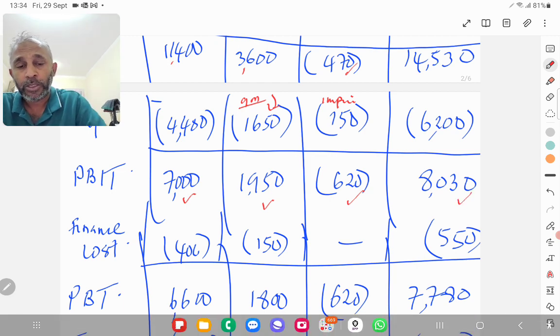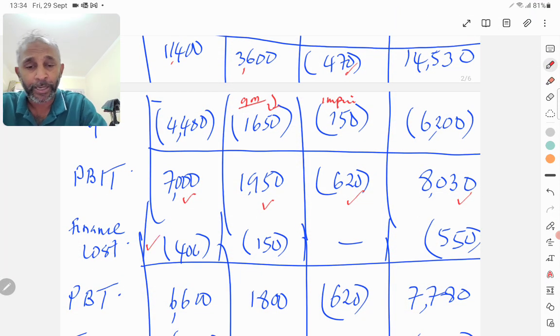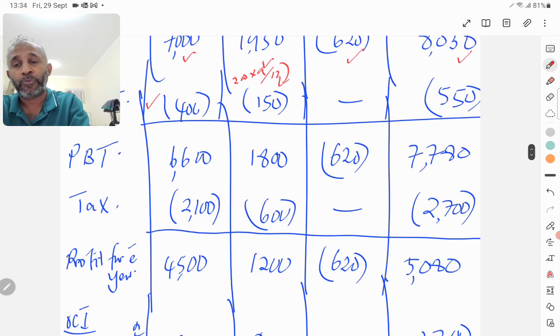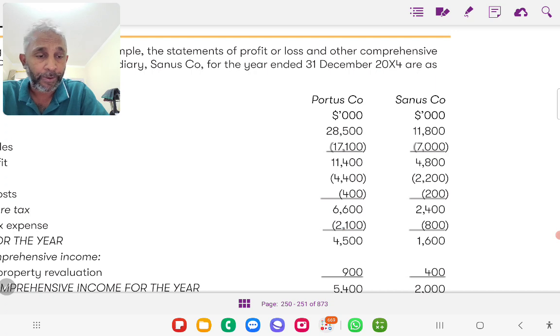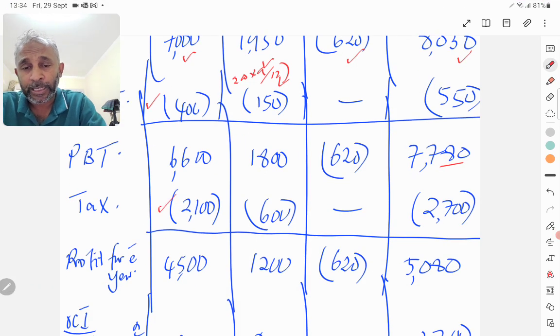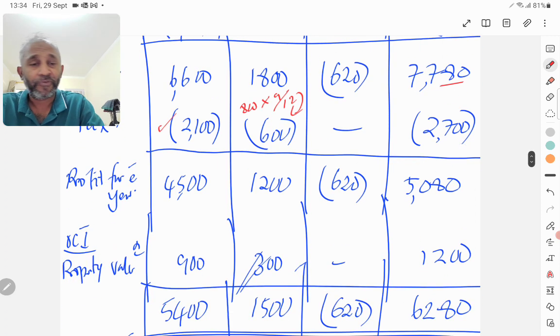And finance cost, you have been given finance cost here 400 and 200. What you do is you take the full 400 for parent, but for 200 you need to take only 9 over 12, which is 150. So total 550. Then you get profit before tax 6,600, 1,800, and the 620 continues. So the net answer for consolidated profit before tax will be 7,780, and the tax again the same story, 2,100 and 800. 2,100 you take it. This 800, you need to do 9 over 12, you get 600. So 2,700. So profit for the year you are getting it.